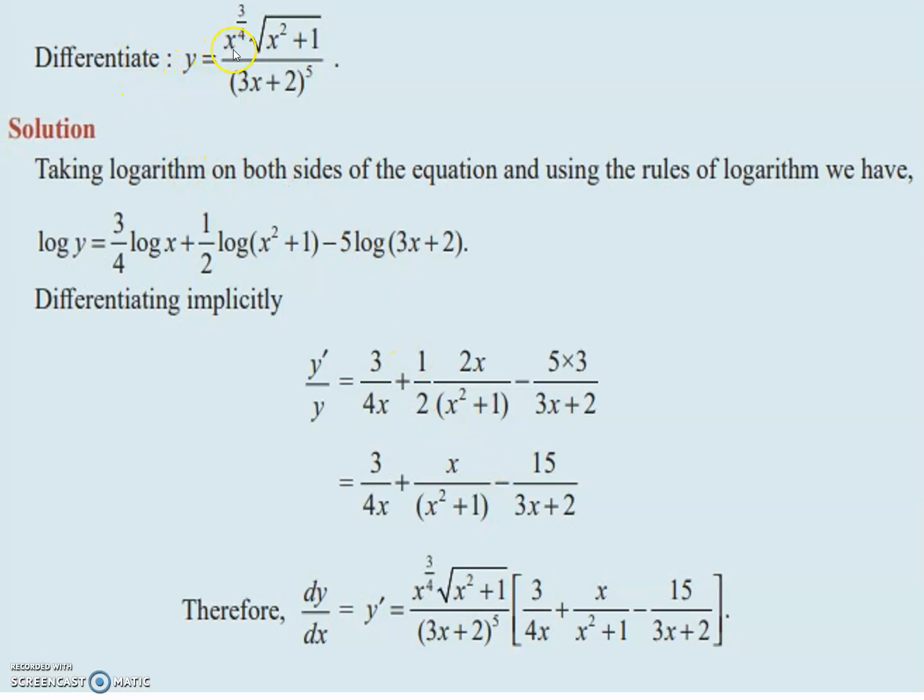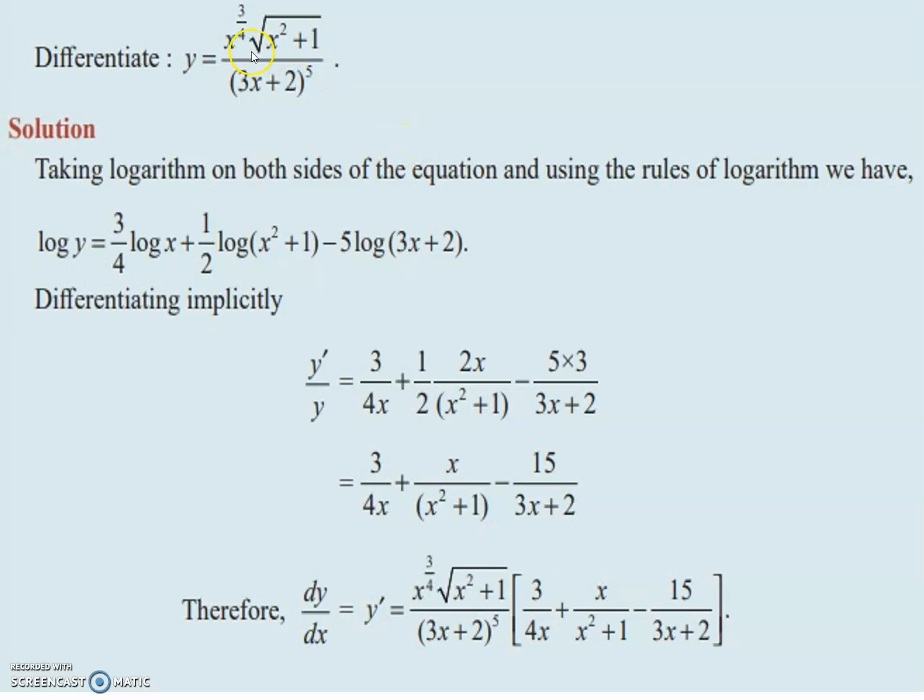Differentiate y is equal to x^(3/4) root(x square plus 1) upon (3x plus 2)^5. First, taking logarithm of both sides of the equation, using the rules of logarithm we have to apply. log y is equal to 3 upon 4 log x plus 1 upon 2 log(x square plus 1), because the root is 1 by 2, minus 5 log(3x plus 2).